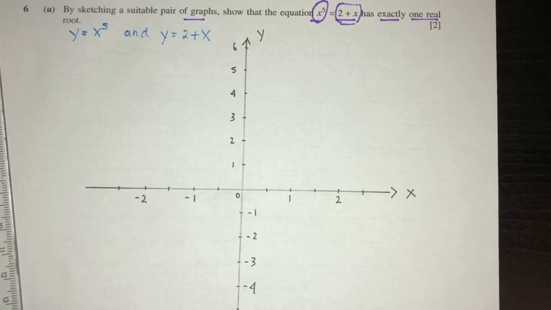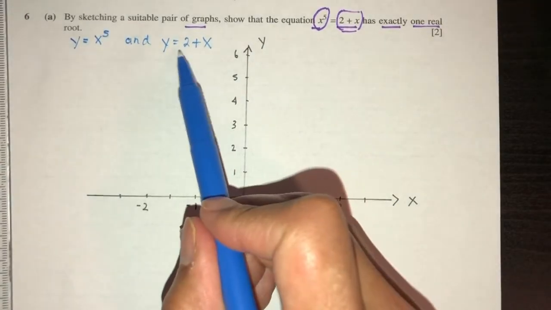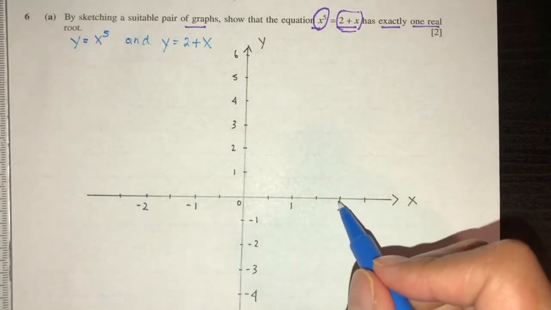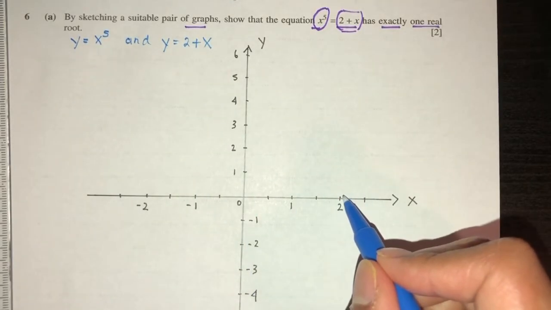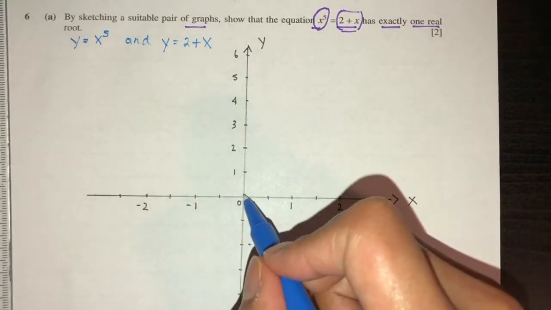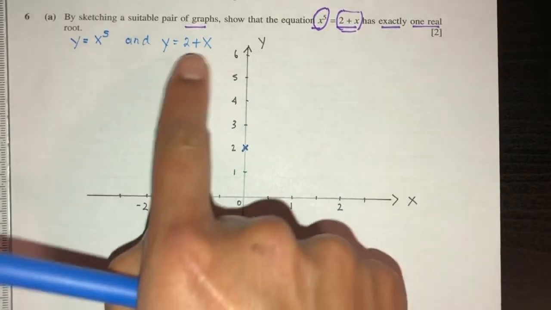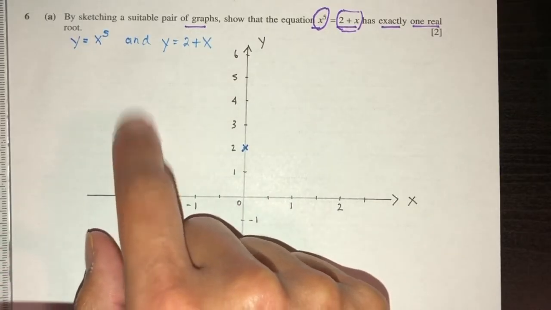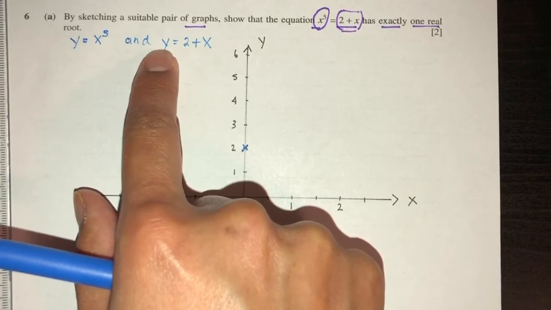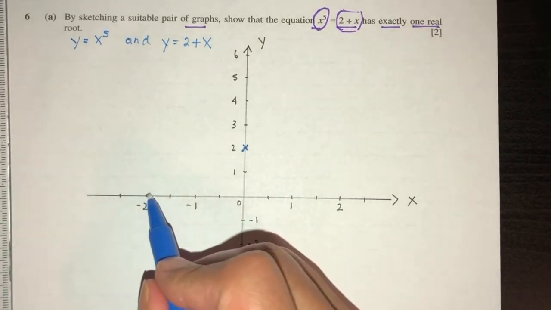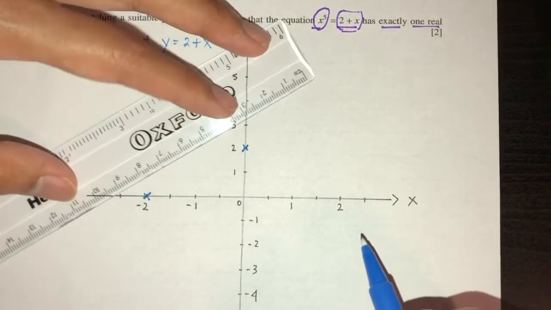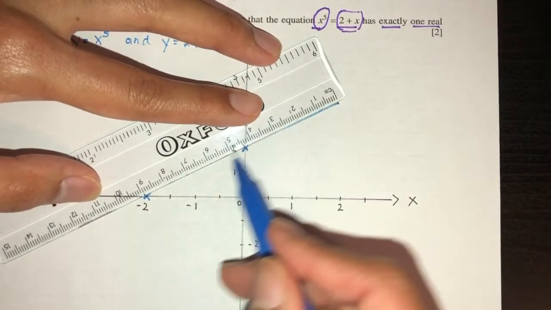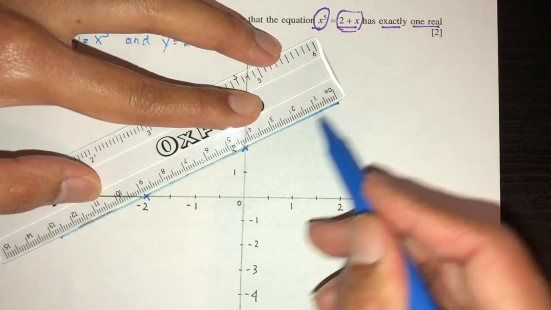Now let's first draw the straight line. When the value of x equals 0, y is 2. So we have the point (0, 2). So (0, 2) will be here, not here. So (0, 2) is this point. And then when the value of y is 0, x will be minus 2. So (minus 2, 0). Now we have 2 points, we can just connect them to form the line. That is the line that we need.